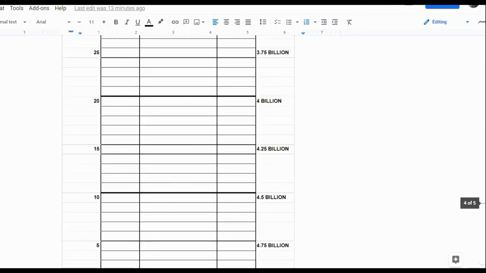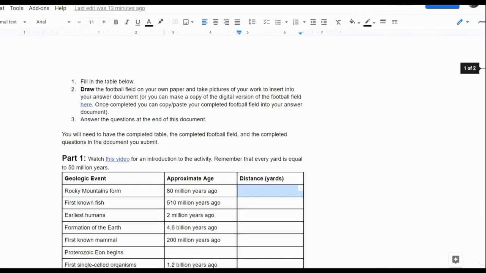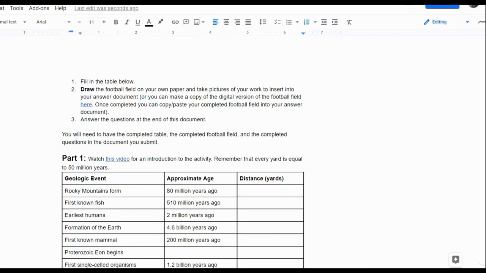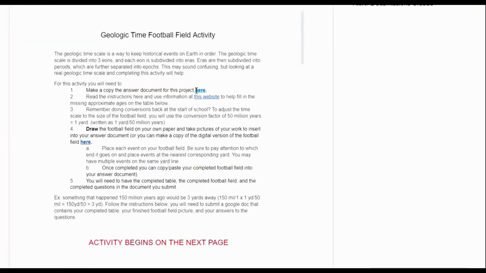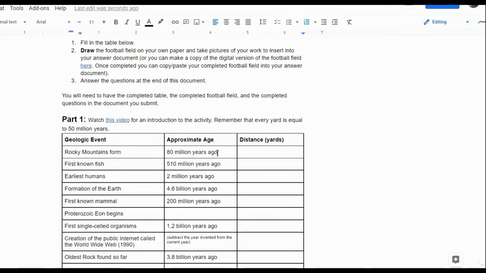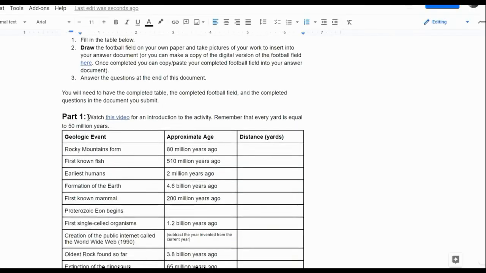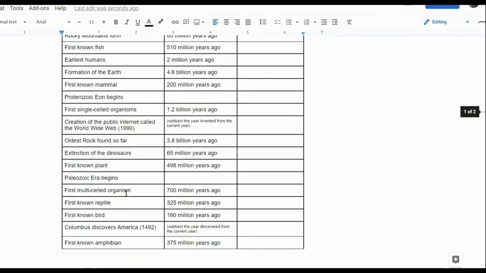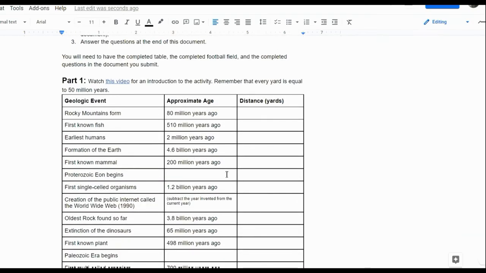So this is your blank document. Now the geologic timescale or football field that's on here, you're going to need to delete and replace with your own. It's a placeholder. So you're going to first come to this table. The video is the same. You're going to have a football field that you're going to put in part 2, questions to answer in part 3, and a table to complete in part 1.